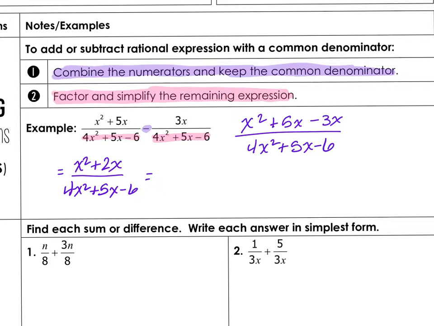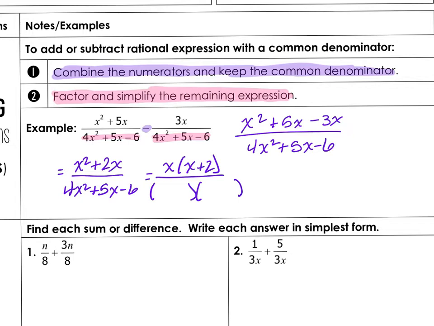So if I factor the top, I can take an x out of the top, so I've got x times x plus 2. And then we're going to try and factor the bottom. Now, this one is a little more complicated, but we're going to go along with what we've been doing. I'm going to assume that there's going to be an x plus 2. That could be totally wrong, but we're going to go with that assumption.